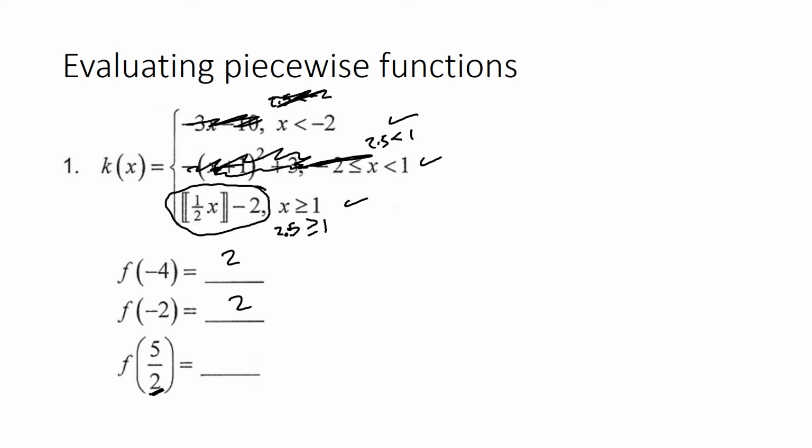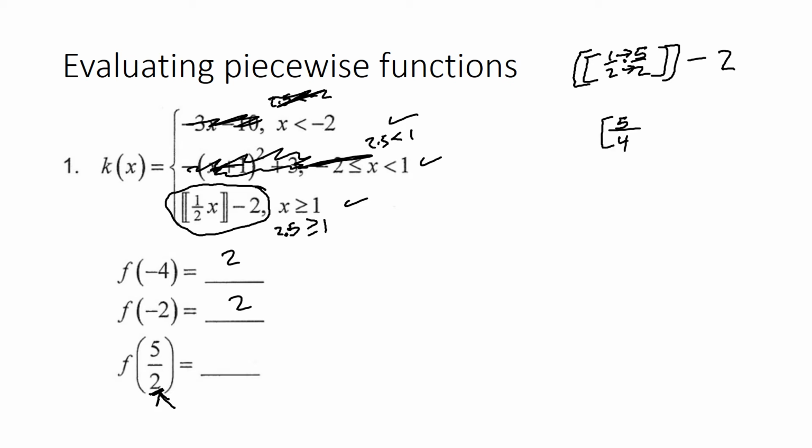So we have the floor function that we're going to apply here. So we're going to take 1/2 and multiply it by the x value, which we remember we said that that was 5/2. So 1/2 times 5/2, and of course we have to subtract 2 at the end. That's what the function says. 1/2 times 5/2 is 5/4. So 1 times 5 is 5. And 2 times 2 is 4.